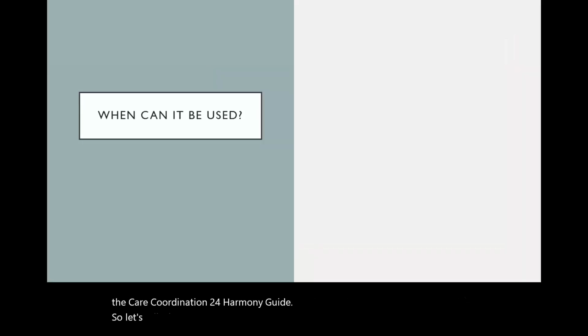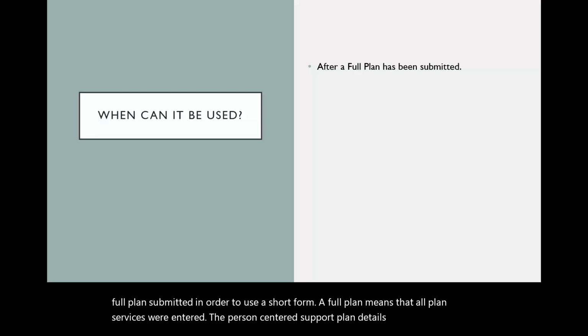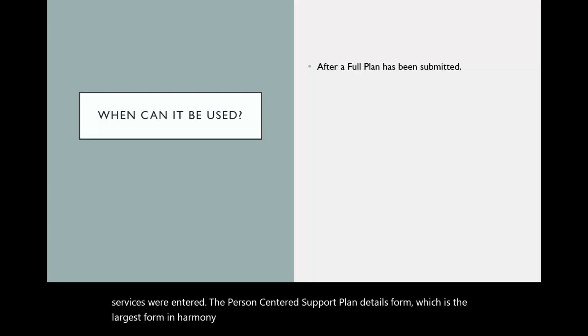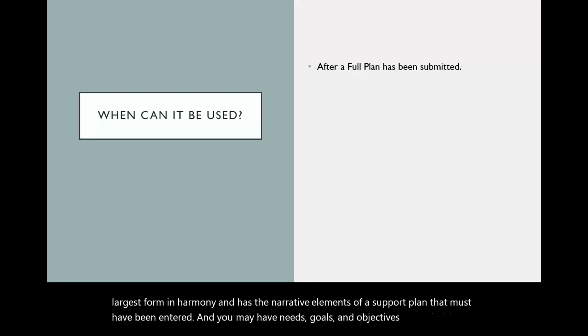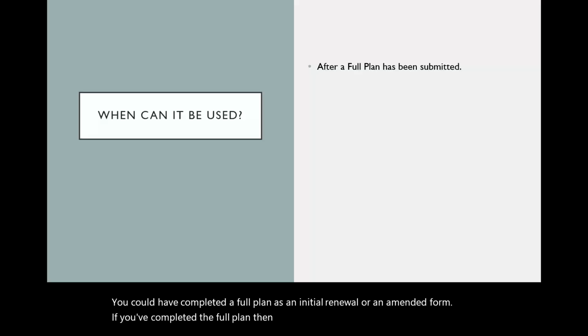So let's talk about when you can use the short form. First, you have to have had a full plan submitted in order to use a short form. A full plan means that all plan services were entered, and the person-centered support plan details form, which is the largest form in Harmony and has the narrative elements of a support plan, must have been entered. You may have needs, goals, and objectives entered within the Harmony system. You could have completed a full plan as an initial, renewal, or an amended form. If you've completed the full plan, then you are able to submit a short form.